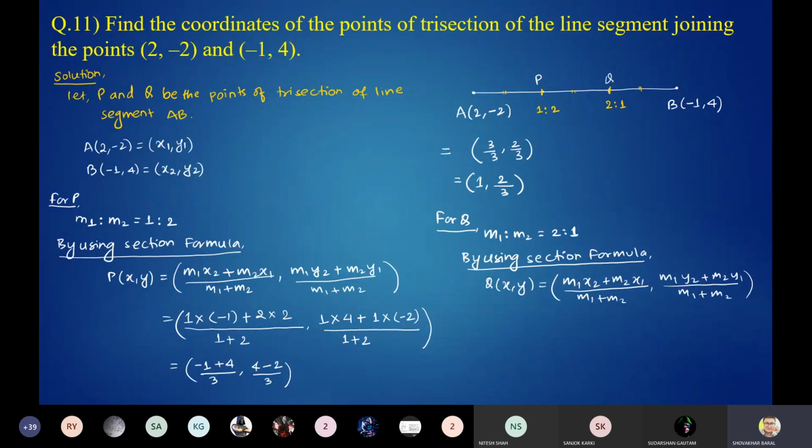Sir, Q को कति आउँछ? हजुर, second coordinate कति आउँछ भनेको? Can you tell me your answer? (0, 2). Okay, let me check it. Just a minute, let me check it here.